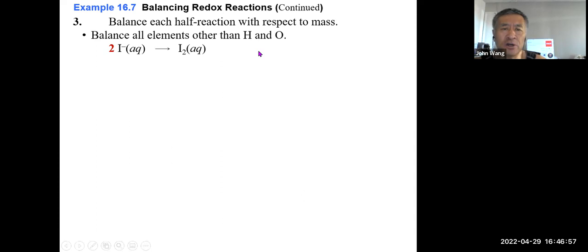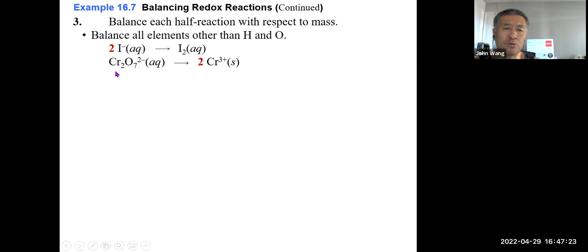So in the equation we got before, these two are not balanced. Now we put a 2 here to balance the I. In this equation, it's simple. There's only one element. So once you balance the iodine, everything is balanced in terms of mass, but the charge is not. So let's first balance the mass of both equations.